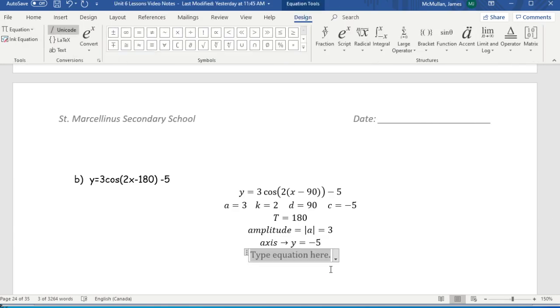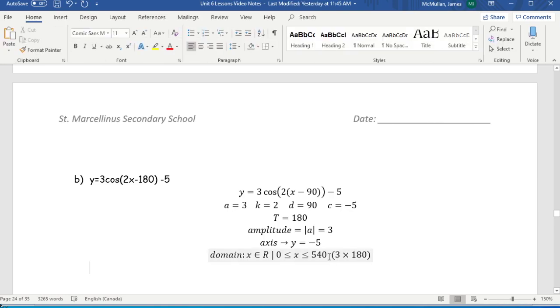The domain is x is in the real numbers such that 0 is less than or equal to x is less than or equal to, now this time I have 3 times 180, which is 540. So I'll put 540 and I'll put in brackets 3 times 180, because it's still 3 cycles that we're drawing. Each cycle takes 180 to complete, so x is anywhere between 0 and 540.